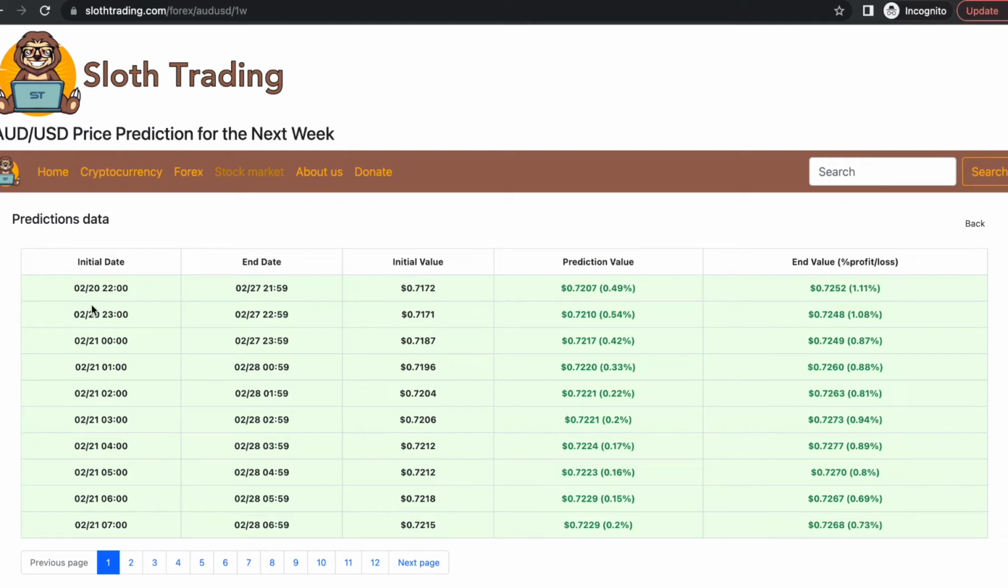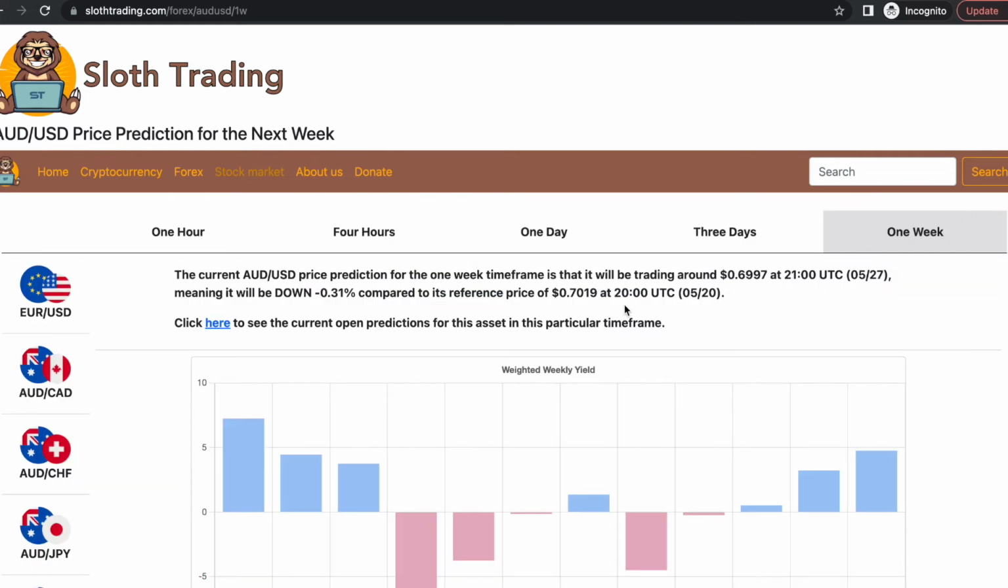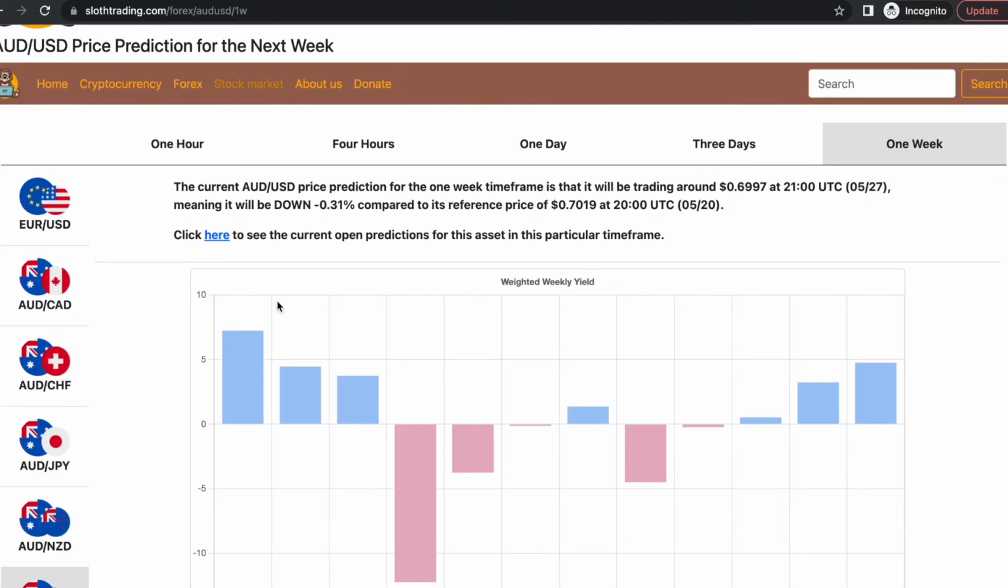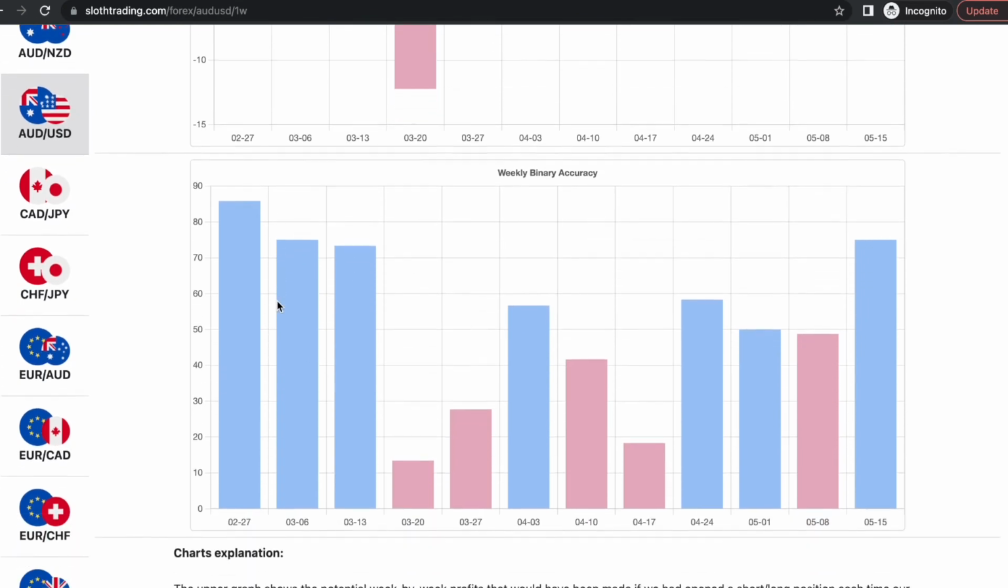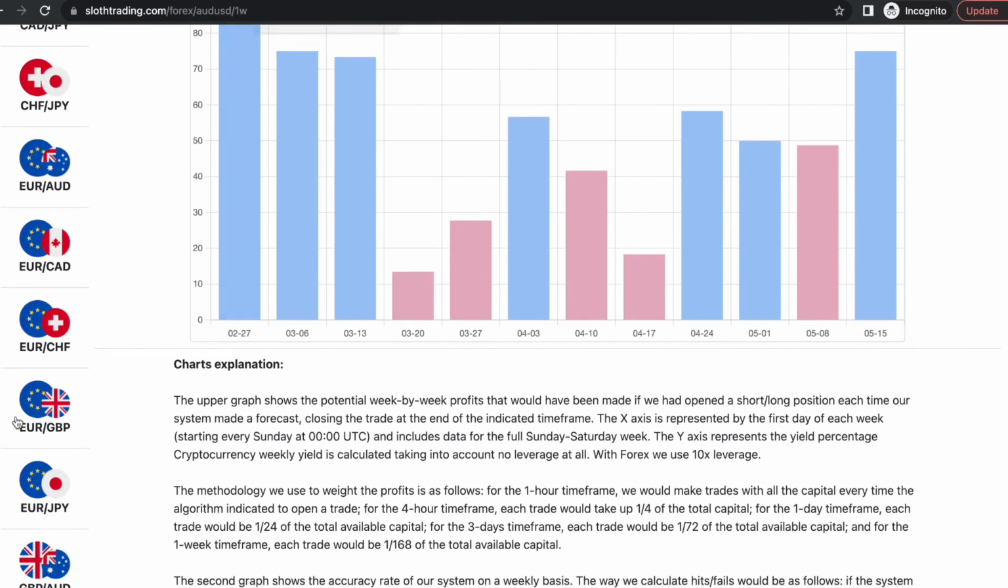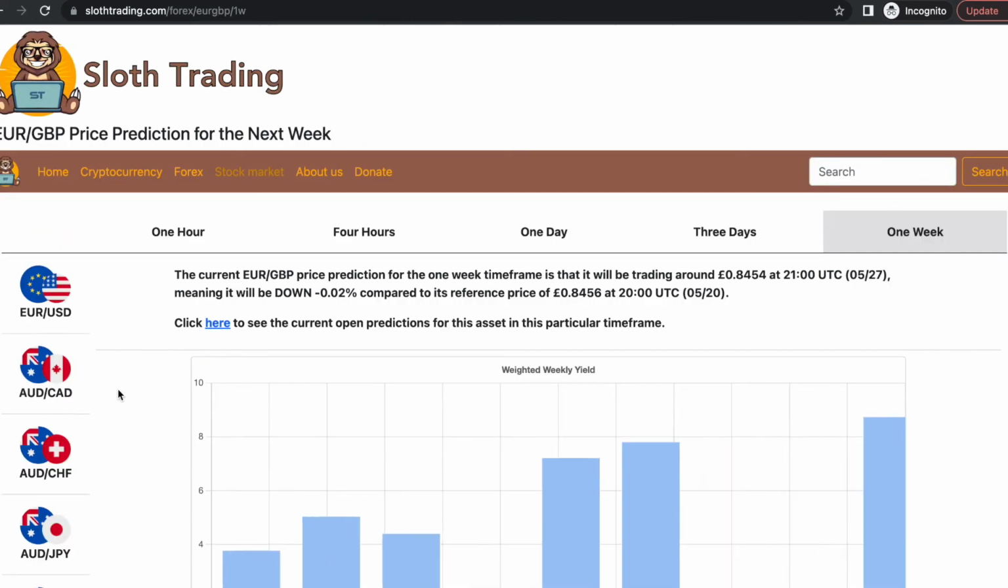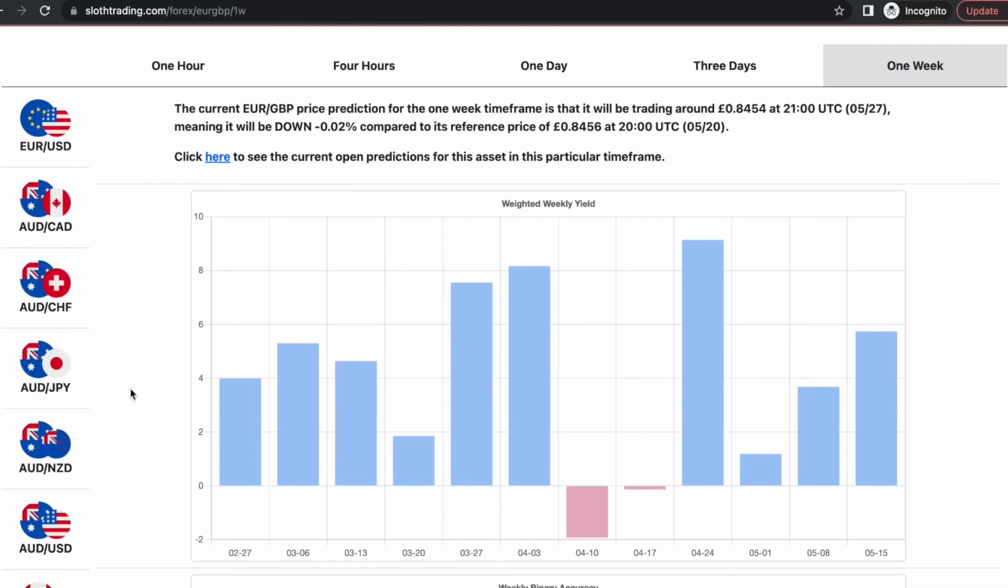You can see the dates, for example the 20th of February 2022, the initial date, the end date, the initial value, what the system predicted, and how it ended. It's basically the same. If you go around, look at the 1 week time frame and click on different assets, you will see that on average, if we take all the assets and average them, it's profitable.